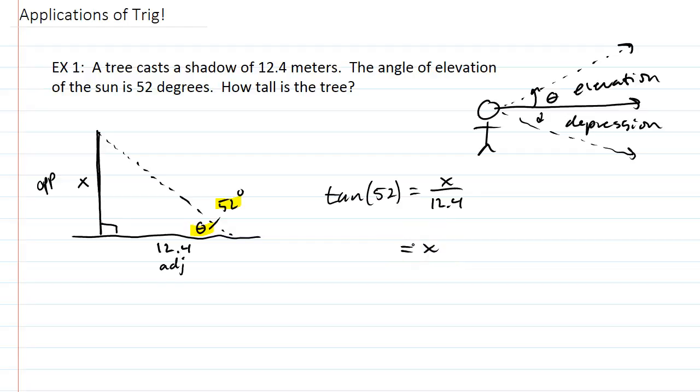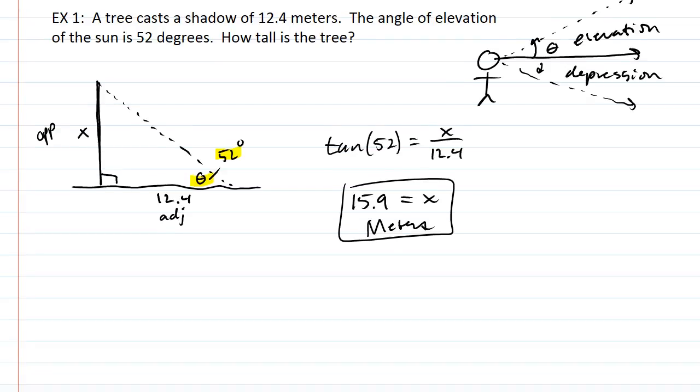I multiply by 12.4 on both sides, and I get an answer, working it out at 15.9 with some rounding. So that tree is 15.9 meters tall. That's a tall tree. Okay, so that's one way that they can disguise a right triangle. Just remember, when in doubt, write it out, draw a picture.